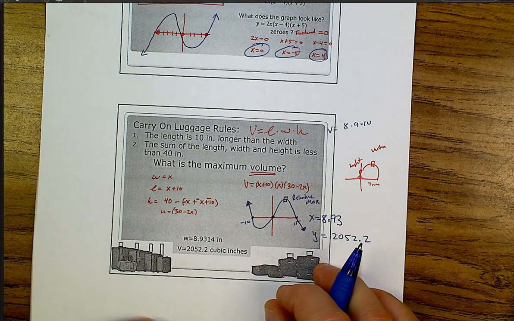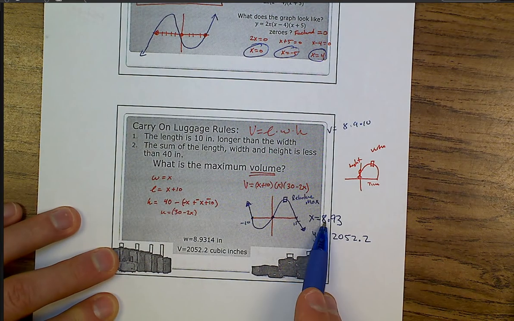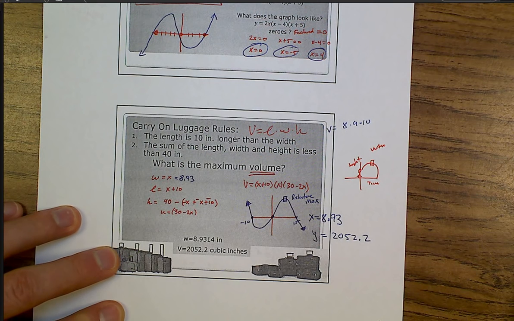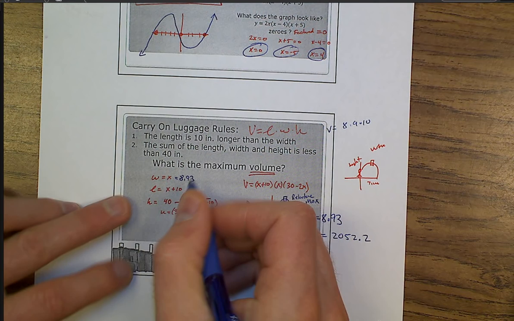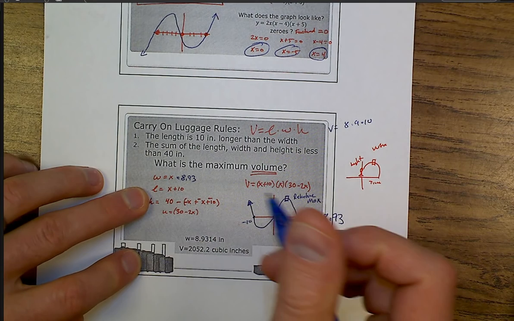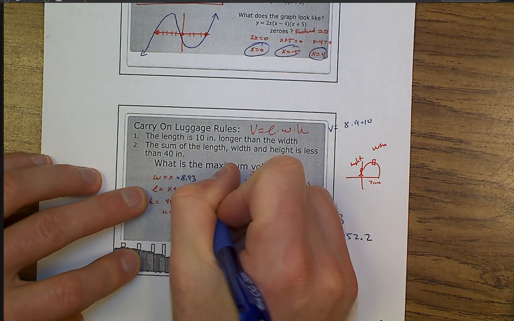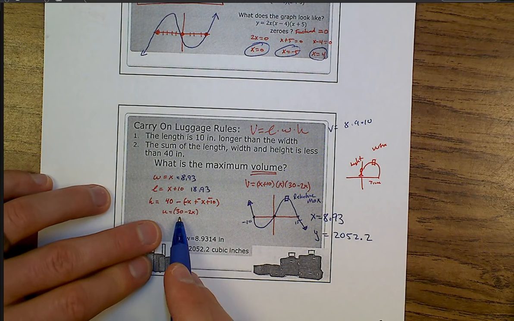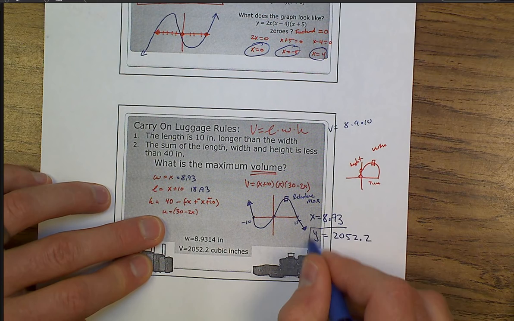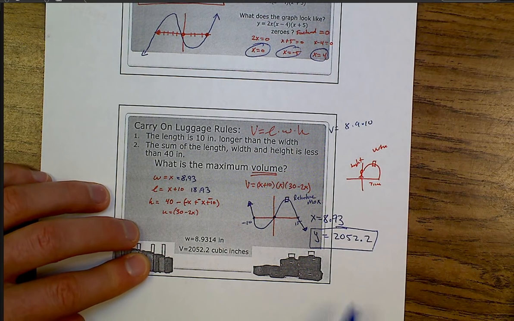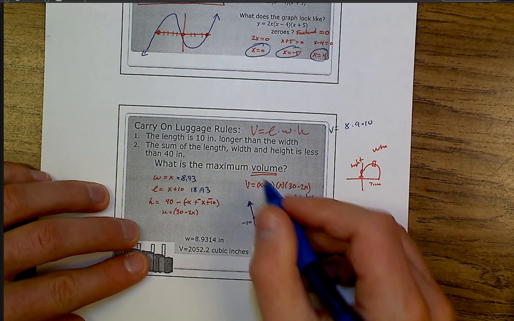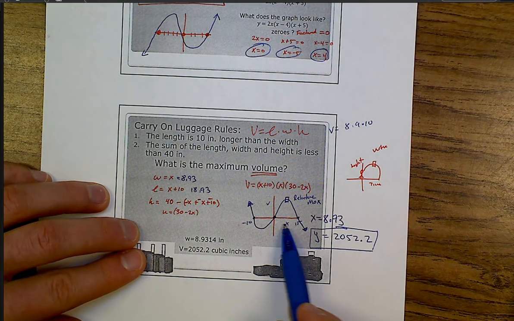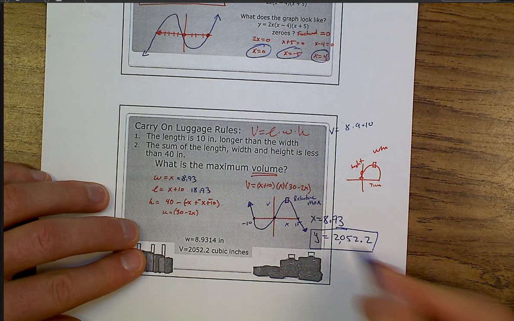So what does that mean in terms of the problem? Well, our 8.93, that is our width, because that's what x is. The length is going to be 18.93, because it's that plus 10. And then we could plug it in here to find our height as well. But the question is, what's the maximum volume? Because this is our volume, and this is our x, which is our width. Our volume is going to be 2052.2.